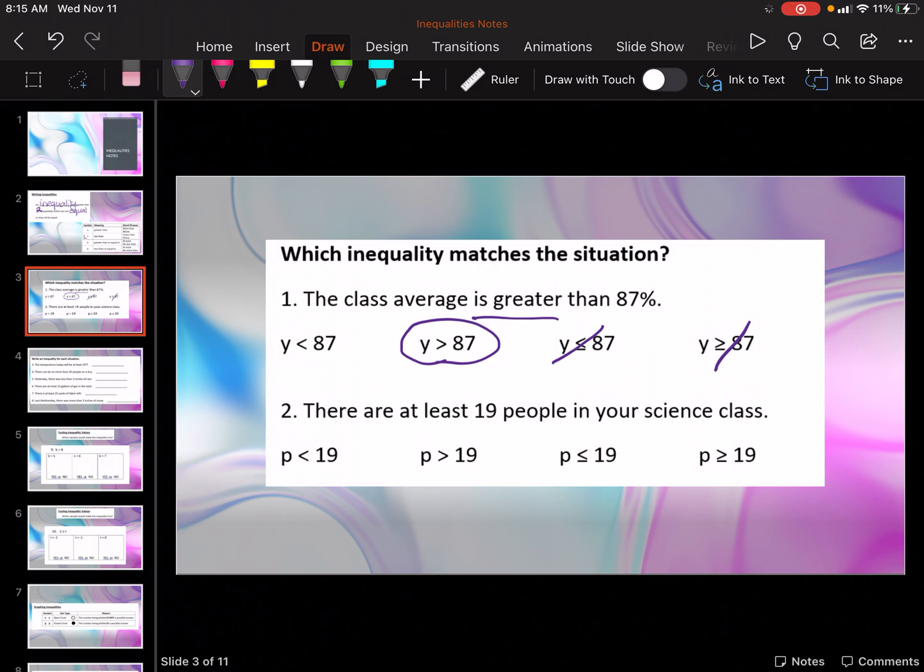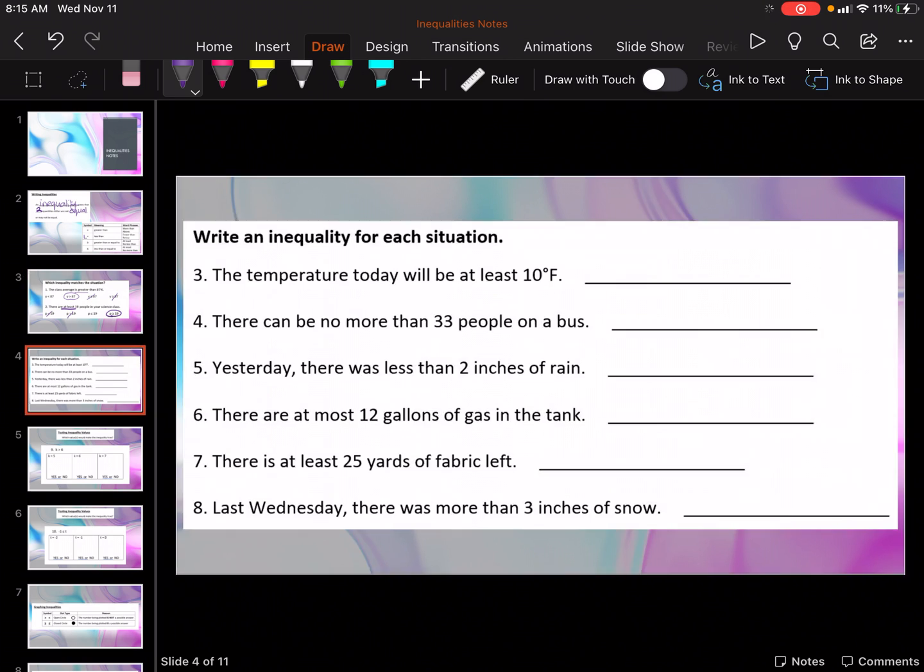There's at least 19 people in your class, meaning there could be 19, there could be 20, there could be 21. So it could be equal to. So I plug in for P 19, 20, 21, and it's going to be true for this one. So 20 is greater than or equal to 19, 19 is greater than or equal to 19. Let's look at the next one. The temperature today will be at least 10 degrees.